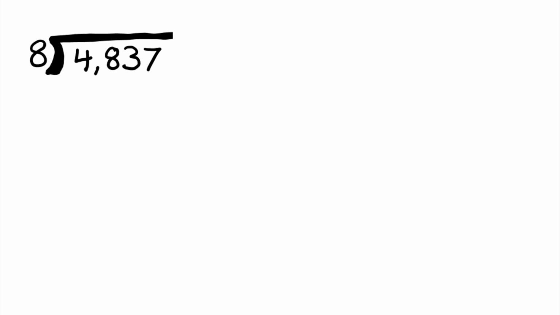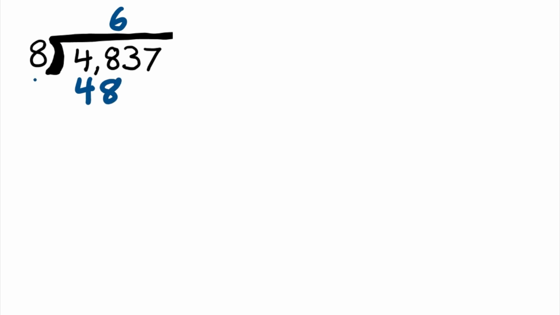So the first thing we're going to do is ask ourselves, how many times will 8 go into 4,837? Now, having said that, I like to break it down a bit more just to make it easier, so we can ask ourselves, how many times will 8 go into 4 first? Well, it won't go any because 4 is smaller than 8, so we can extend that line and say, how many times will 8 go into 48? Well, we're in luck because 6 times 8 is 48, so we know that 8 will go into 48 6 times.